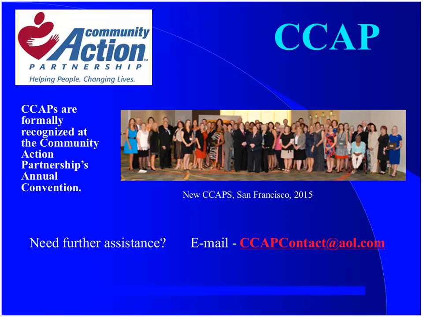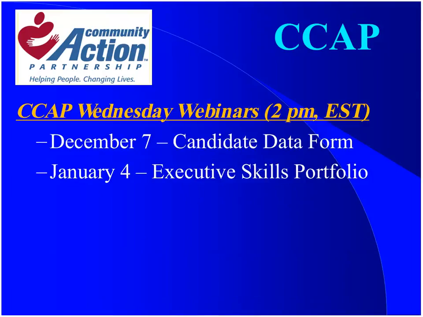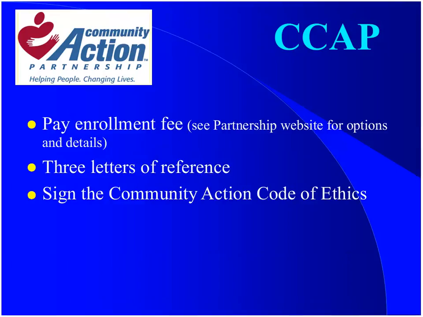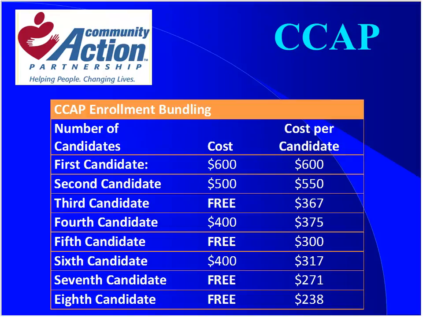All right, and we also have a request if you could go back a slide or two to where you had the costs associated. Yes, and this is the slide with the costs. Again, it's $600 for the first candidate, $500 for the second. If 3 persons enroll from your agency, the third candidate's free. You see that would be a cost per candidate of $367. If 8 candidates are enrolled by an agency, it's a rate of $238 per candidate.